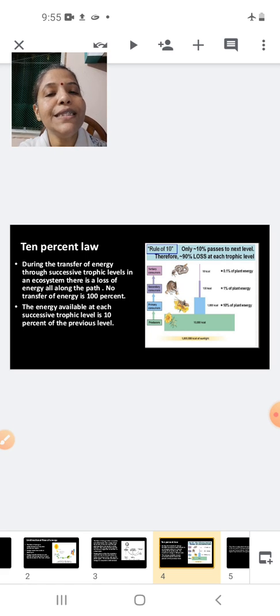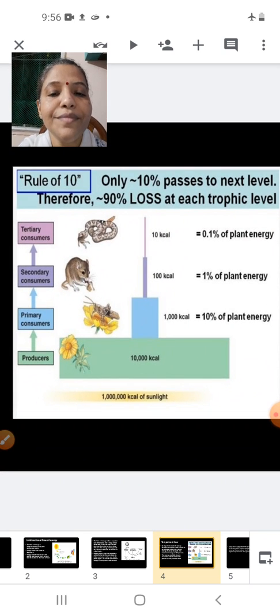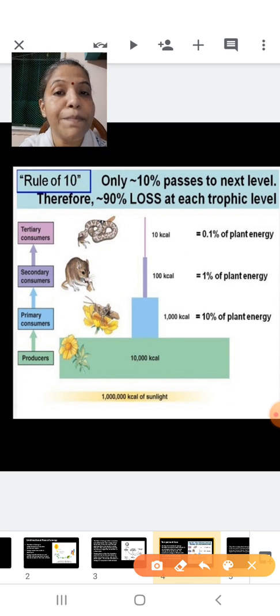Now, let us come to the next part, and in the next part you are going to study here, students, the 10% law. Now to study this 10% law, let us see here. Only the producers can utilize or trap the energy from the sun. So here you can see that this is the energy which is present in the sunlight. Out of that, a particular amount is utilized by the plants to prepare their food.